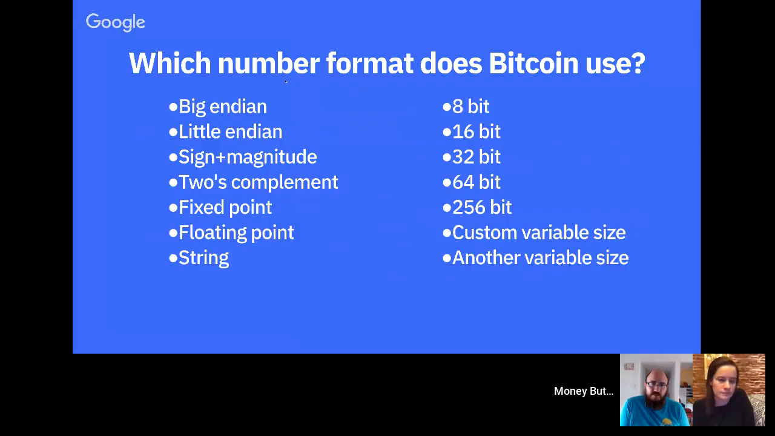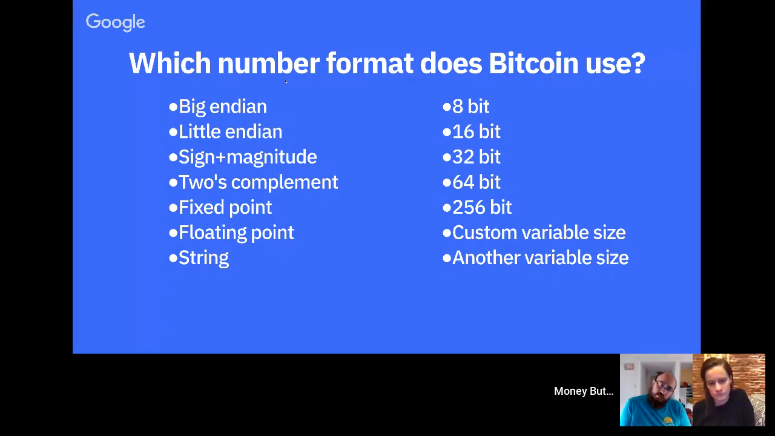Okay, so now here's an example of a number of different number formats that exist. Big-endian, little-endian. Big-endian means start with the most significant digit. Little-endian means start with the least significant. Sign magnitude is a way of representing positive and negative numbers. Two's complement is a different way to represent positive and negative numbers. Fixed point means you have a fixed number of decimal places. Floating point means that the number of decimal places can change, or to put it differently, the precision is the same, but the exponent can vary.